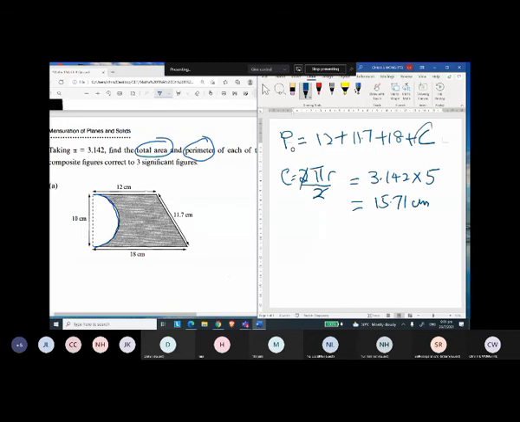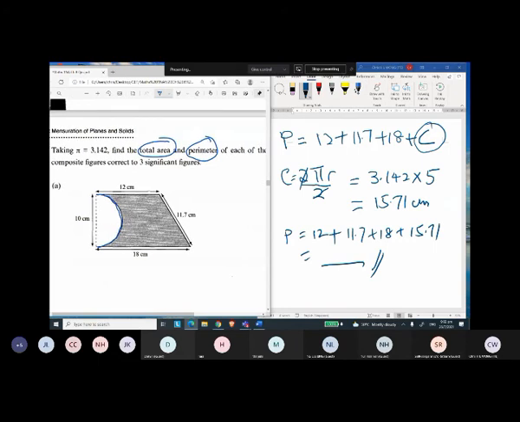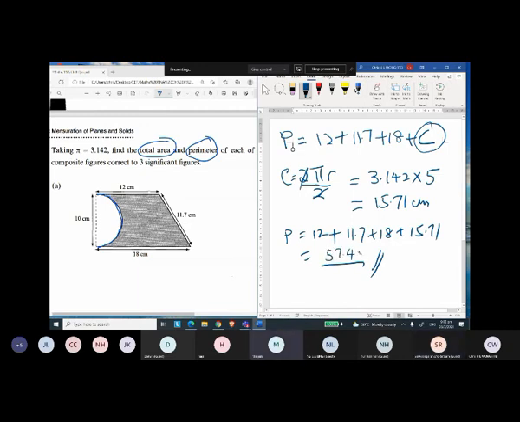So this is C. Your perimeter is equals to 12 plus 11.7 plus 18 plus 15.71. That will be your answer. What's the answer, please? Hello, anybody? 57.41 cm. Okay.